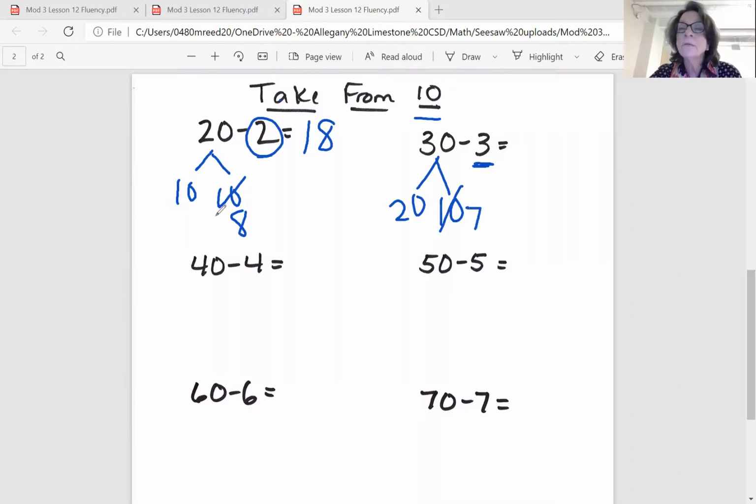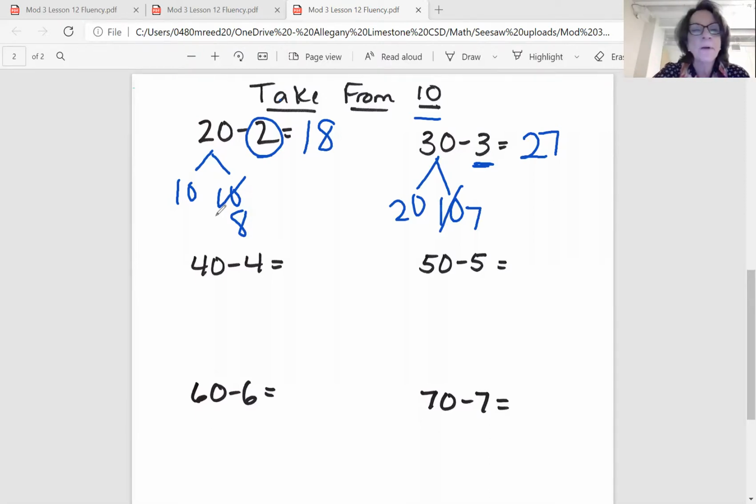And remember, the reason we're taking from 10 is because most of us are pretty good with our 10 facts, whether they're addition or subtraction. And now what do I have left here? I no longer have 20 and 10, I have 20 and 7. So 30 minus 3 ends up being 27. Okay, let's do another one.